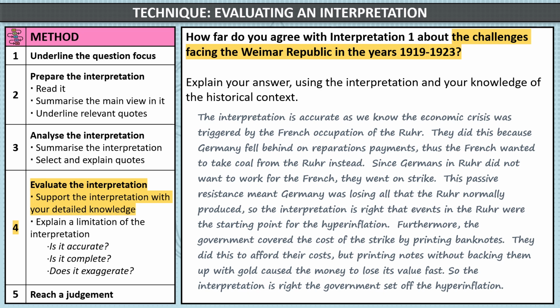So now it's your turn to add some more knowledge of your own to support the interpretation. Perhaps you could write about how the hyperinflation made it hard for businesses to trade properly, or wiped out the wealth of the middle classes. Or perhaps how it made the Weimar Republic so unpopular that Hitler decided the time was right to try and overthrow the government. When you do it, don't forget to use these key phrases in your work.